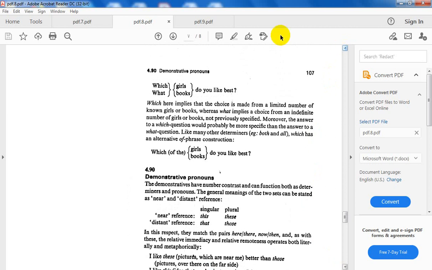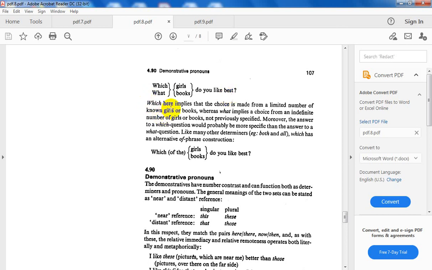When I say which girls do you like best, it means I have a definite number of girls that I know, definite, they are definite for the participants. But when I say what girls do you like best, what I'm asking about is generic, something indefinite for me. So this is the idea.